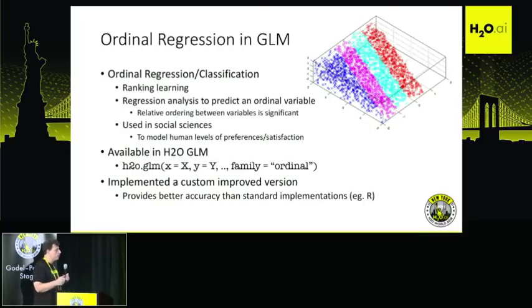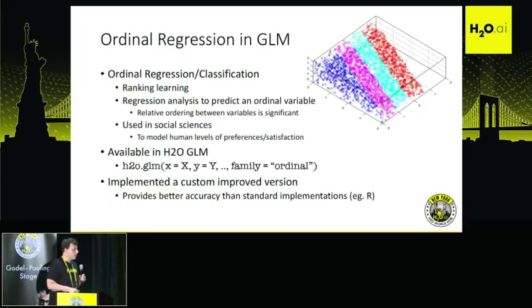Next notable addition is the addition of ordinal regression in GLM. Ordinal regression is a way of ranking learning, and basically you want to do a regression analysis to predict an ordinal variable. Ordering of the variables matters.